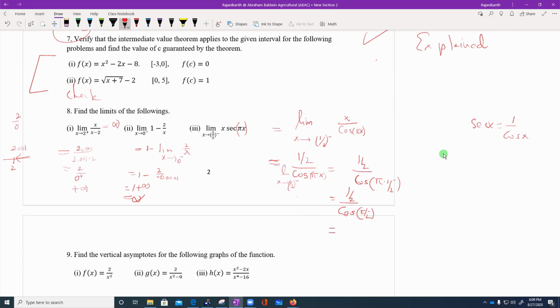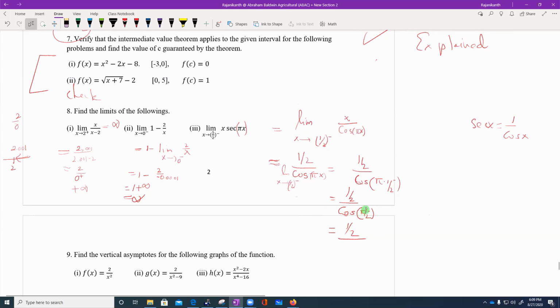Now, what is my idea? My idea is to identify cosine pi over 2. What is cosine pi over 2, of course? 0. So I'm going to put 0 in the denominator, but what kind of 0 will I get? Is it very close to negative 0 or close to positive 0? That depends on the value of cosine. I'm asking you, finding the cosine value near pi over 2, but from the negative side. What kind of 0 will you get?